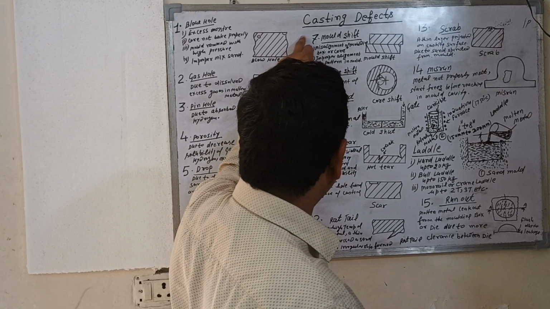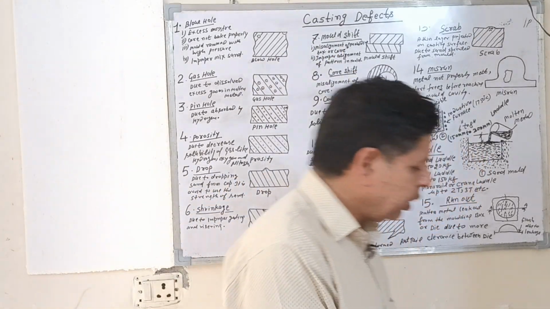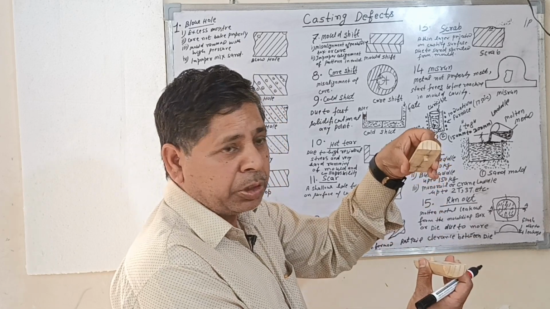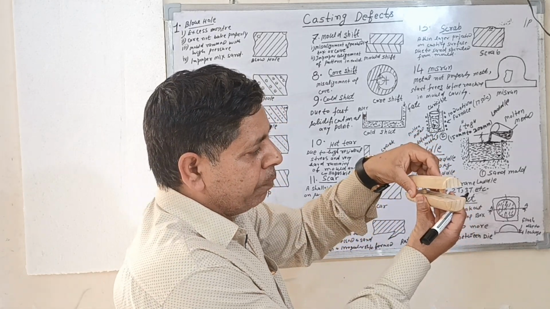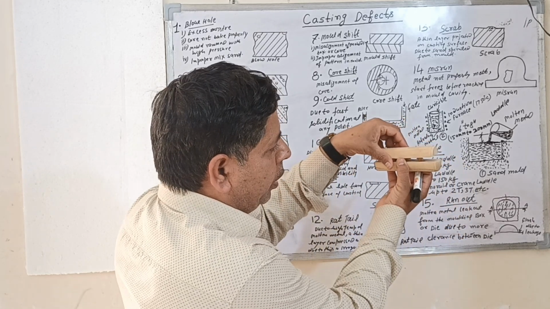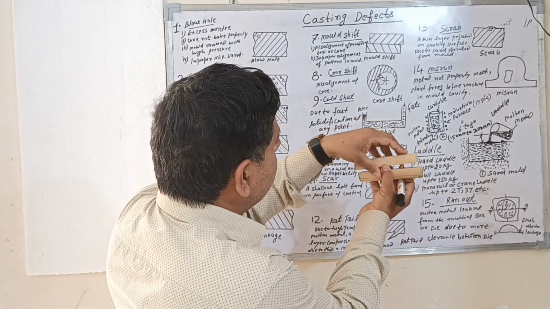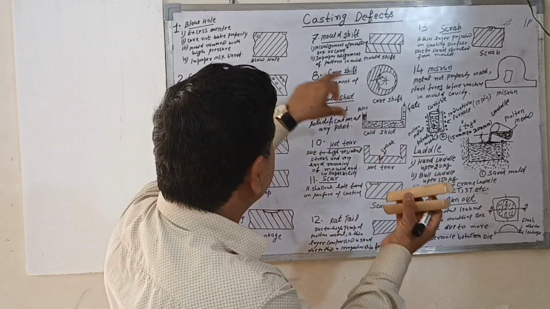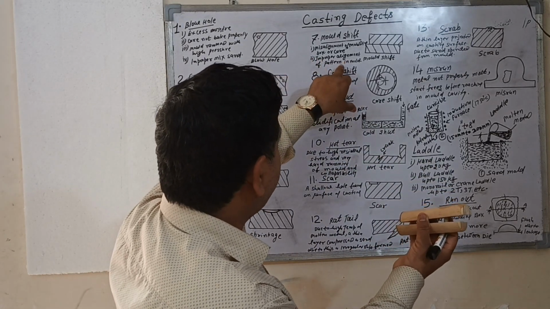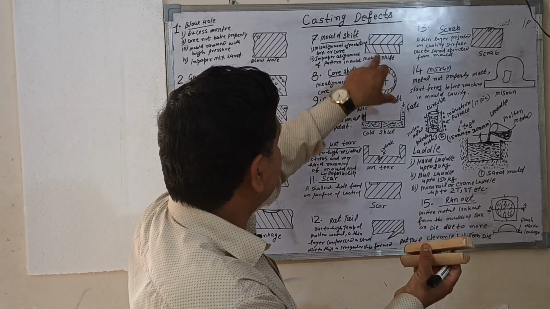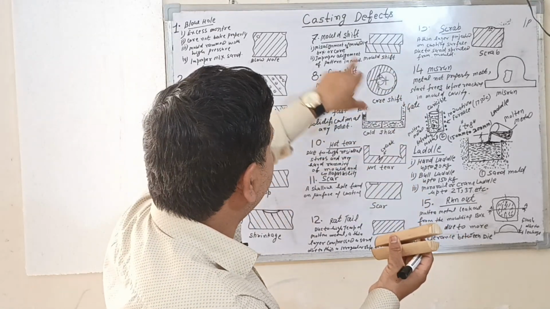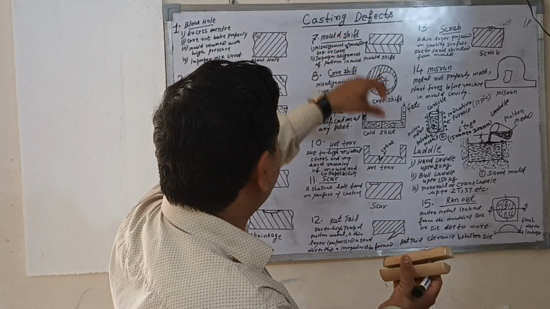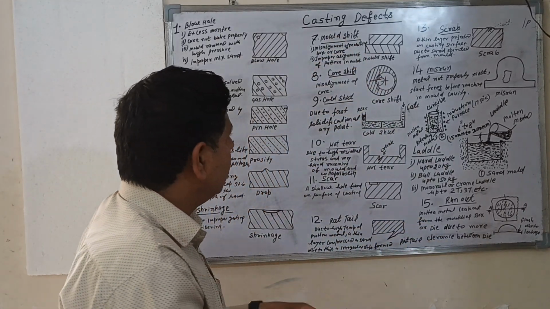Seventh number is mold shifting. So this is a pattern. The pattern is fixed in a cope, and this top portion is the drag. These do not properly match; this is a misalignment of the mold box. Second is improper alignment of the pattern in the mold. So due to misalignment of the pattern or mold, the mold shifting defect is created in a casting.